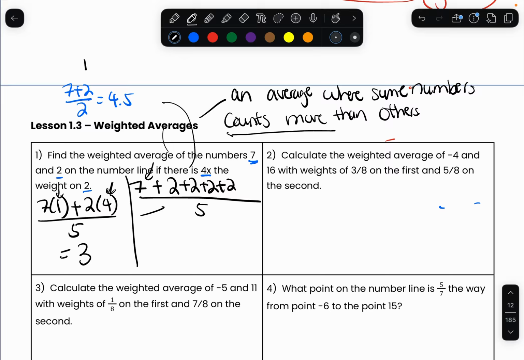Now, hopefully you can see with our regular average, my average is 4.5. But with my average that counts 2 more weights, my average now becomes 3, because on my number line here, I'm technically closer to the 2 because I weighed 2 much more in my calculation.